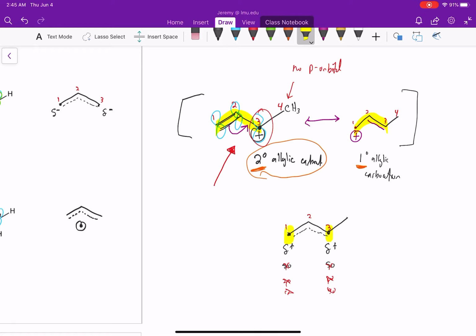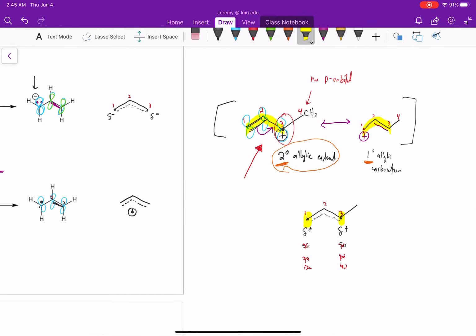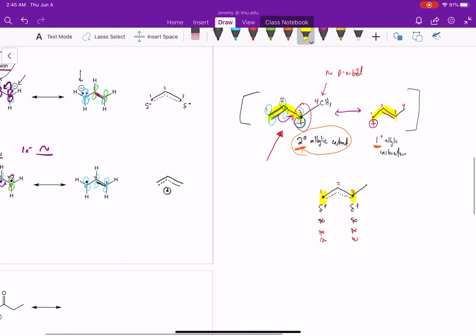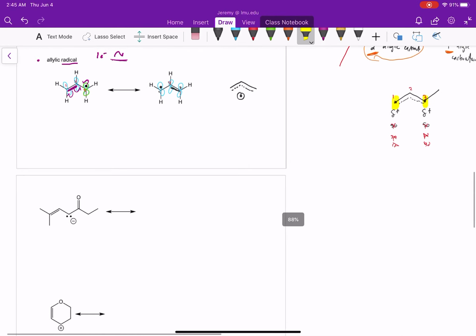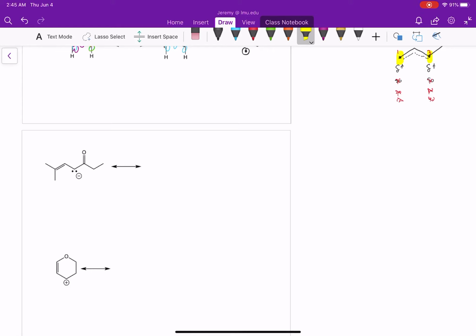So even though we can draw multiple resonance structures, it doesn't mean that they're equal in terms of where the electron density is. All right, so that's an important concept for us to understand. The electrons are shared and they're delocalized, but they're not delocalized 100% equally. Okay, so let's just do two more examples. Let's see if we can draw the resonance structures for these two structures here.